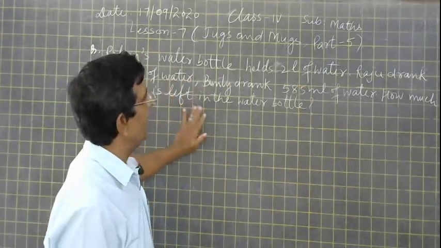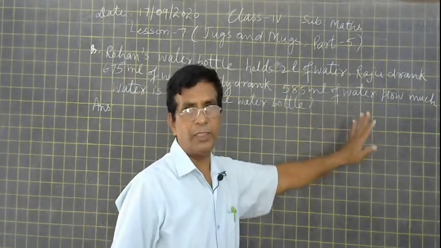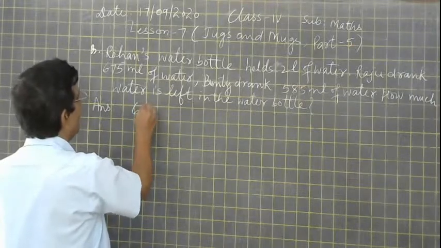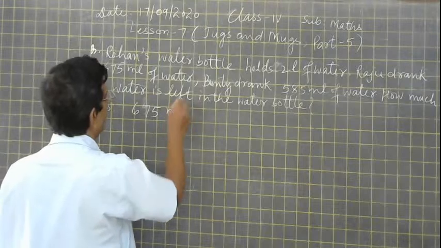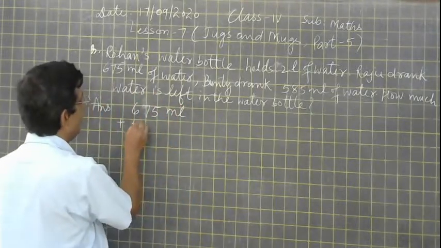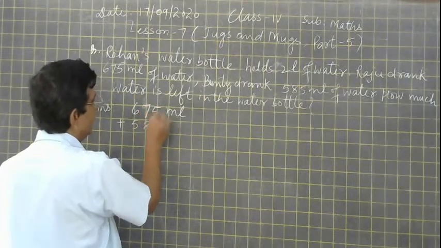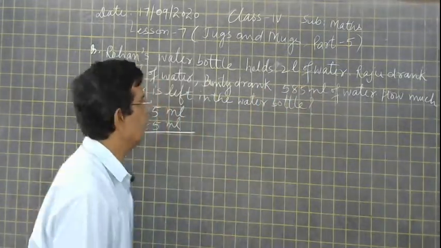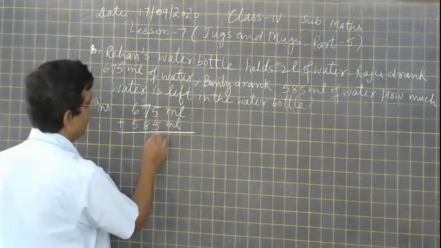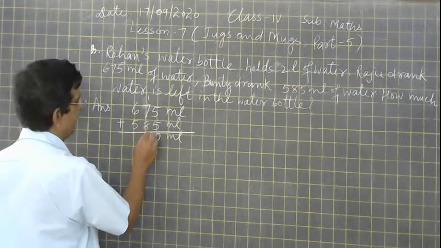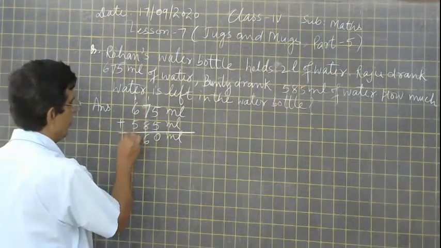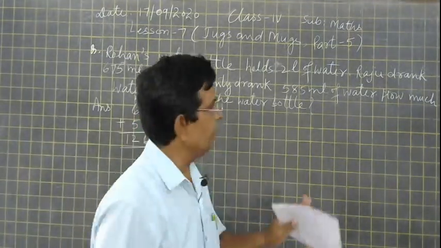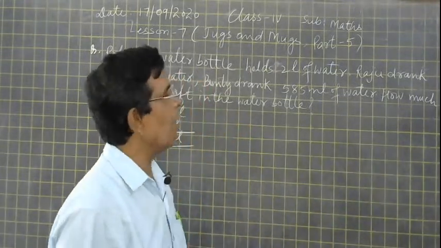First of all, we find how much water is drunk by both the children. So the first child drank 675 milliliter, and the second child, Bunty, drank 585 milliliter of water. Now we find how much water is drunk by two children. So that is 5 plus 5, 10; and 1, 7 plus 8, 15, 16; and 1, 6 plus 5, 12. This is 1260 milliliter of water drunk from the water bottle. Now how much water is there in the water bottle?